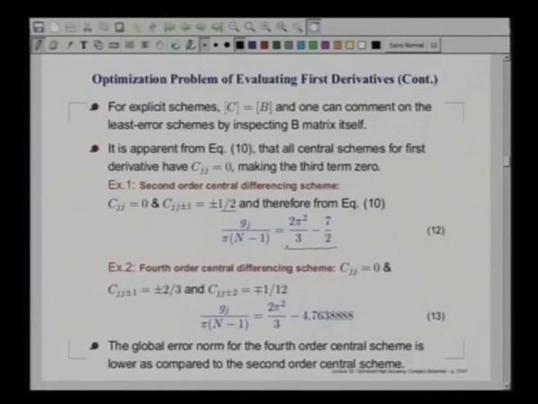Now, if you move over from CD2 to the fourth order accurate scheme, CD4 scheme, then we also know these are the coefficients. C j, j plus minus 1 is plus minus 2/3, and C j, j plus minus 2 goes like this, and you substitute there, you get this, and you can see from the comparison between 12 and 13 that the negative part is contributed more for the CD4 scheme. So, of course, CD4 scheme is more accurate. We know it. So, here is a kind of validation of a well known result, that from the optimization point of view also it holds out.